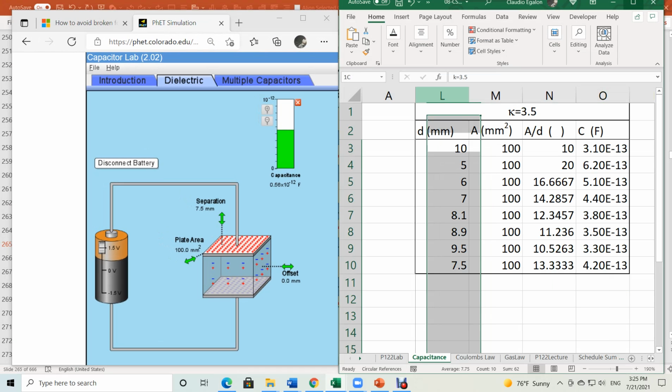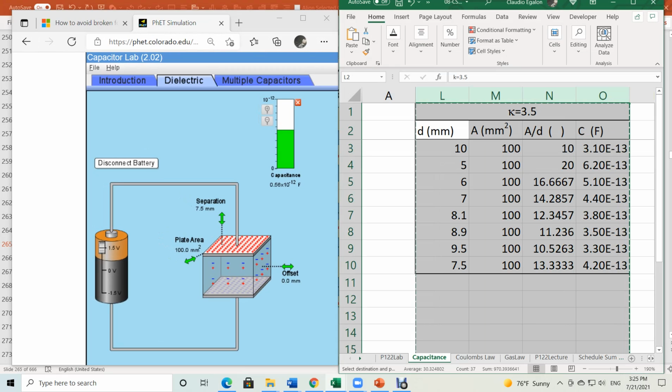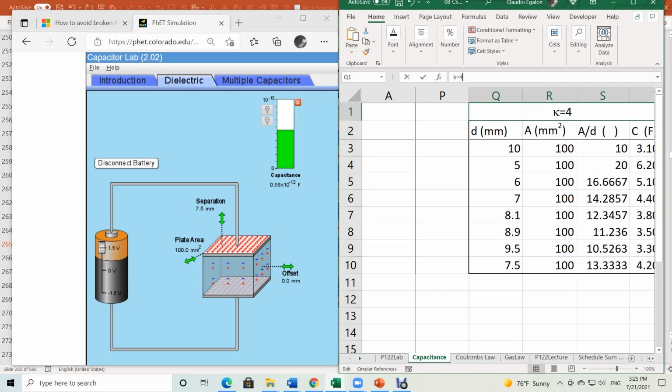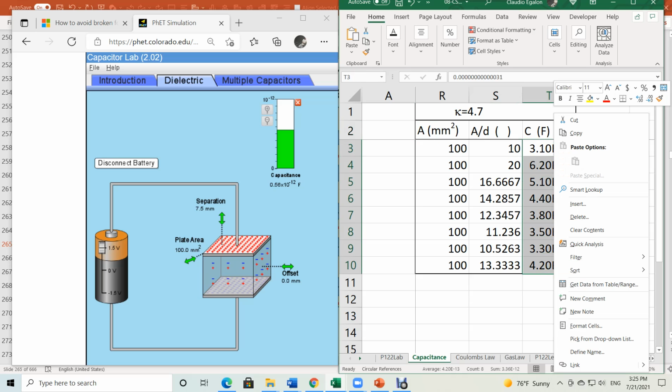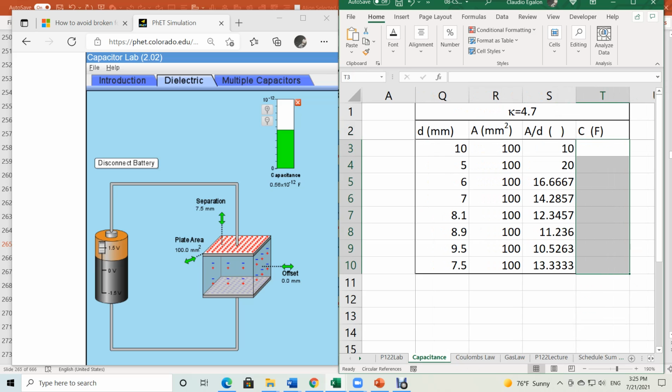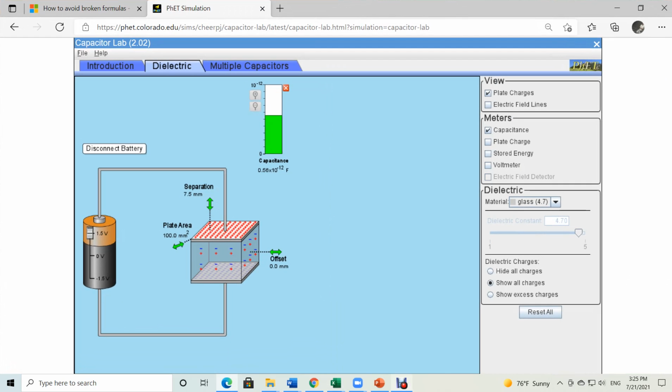4.7. Kappa is 4.7. Everything changes but the capacitance. Clear contents. By the way, let me show you something else. Let's see if that's what's supposed to happen. If I displace, watch the capacitance. If I displace this dielectric material here, see that?